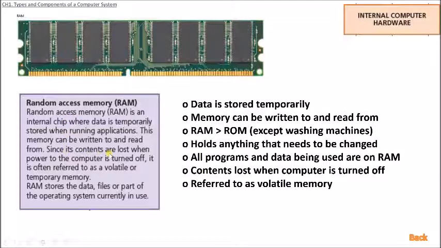Since its contents are lost when the power of the computer is turned off, it is referred to as volatile or temporary memory. RAM stores the data, files, or part of the operating system currently in use. This means RAM is not a backing storage. It's not to store data for later use. While I am using the application or the data in my computer, it is held in the RAM. But after I turn off my computer, it will be lost. Okay, it will be erased.